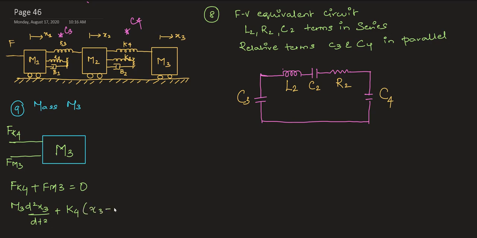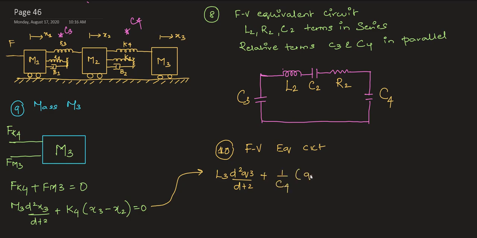Moving on to mass M3, what do we have? We have a much simpler component here. We have K4, which is a relative component, and that is pretty much it. So we have your K4 force and your force due to the mass M3 itself, which is Fm3, and that is your differential representation for M3.